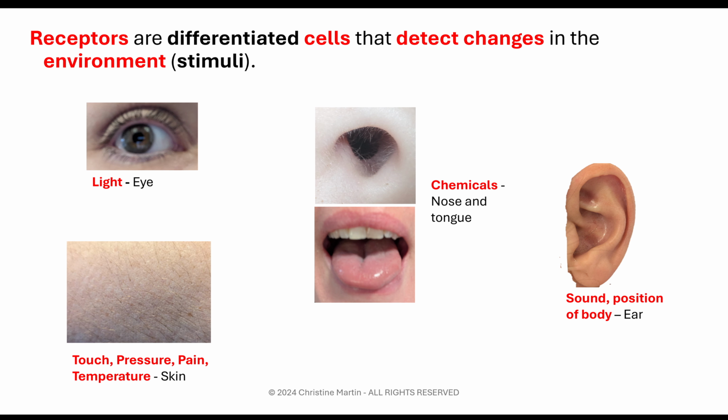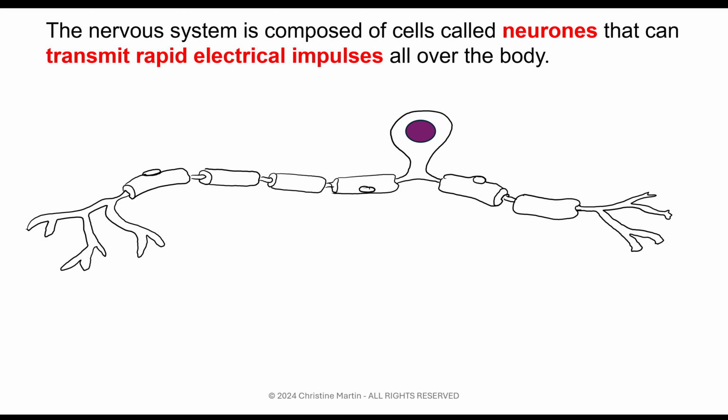So when they detect a change in the environment, what they will then do is pass that information on to your nervous system. Now, your nervous system is composed of, again, differentiated cells, and these differentiated cells are called neurons. Now, these neurons are able to transmit rapid electrical impulses all over the body. So they are cells. Therefore, they have a cell body, and inside that cell body, they have a nucleus.